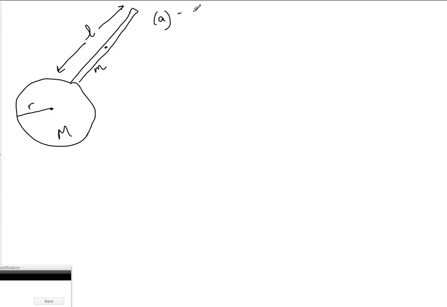Well, the total moment of inertia is going to be the moment of inertia of the rod plus the moment of inertia of the disc. Now, we have a formula for the moment of inertia of a rod rotated around its end. It's 1/3 the mass, which I'll call little m, times the length of the rod squared.